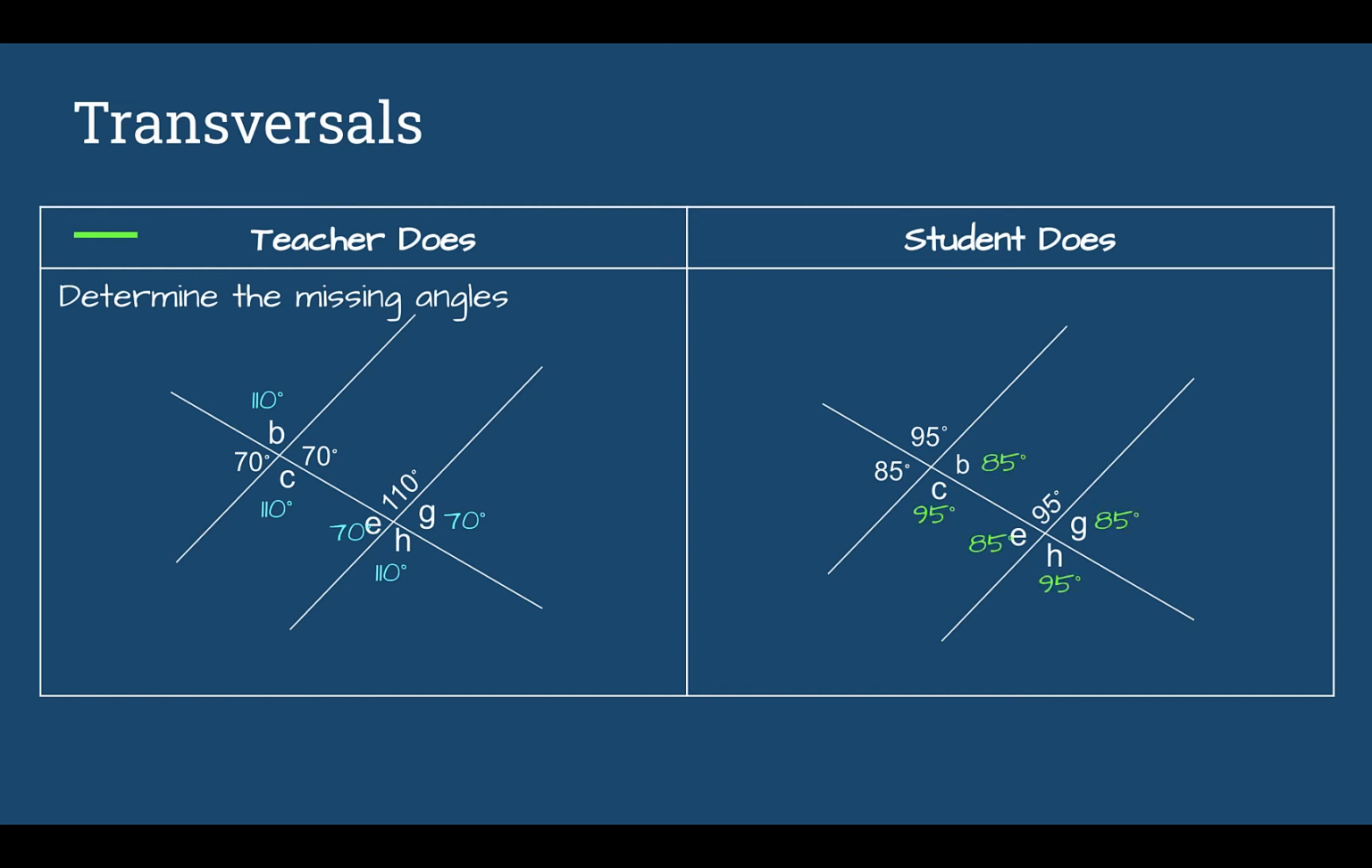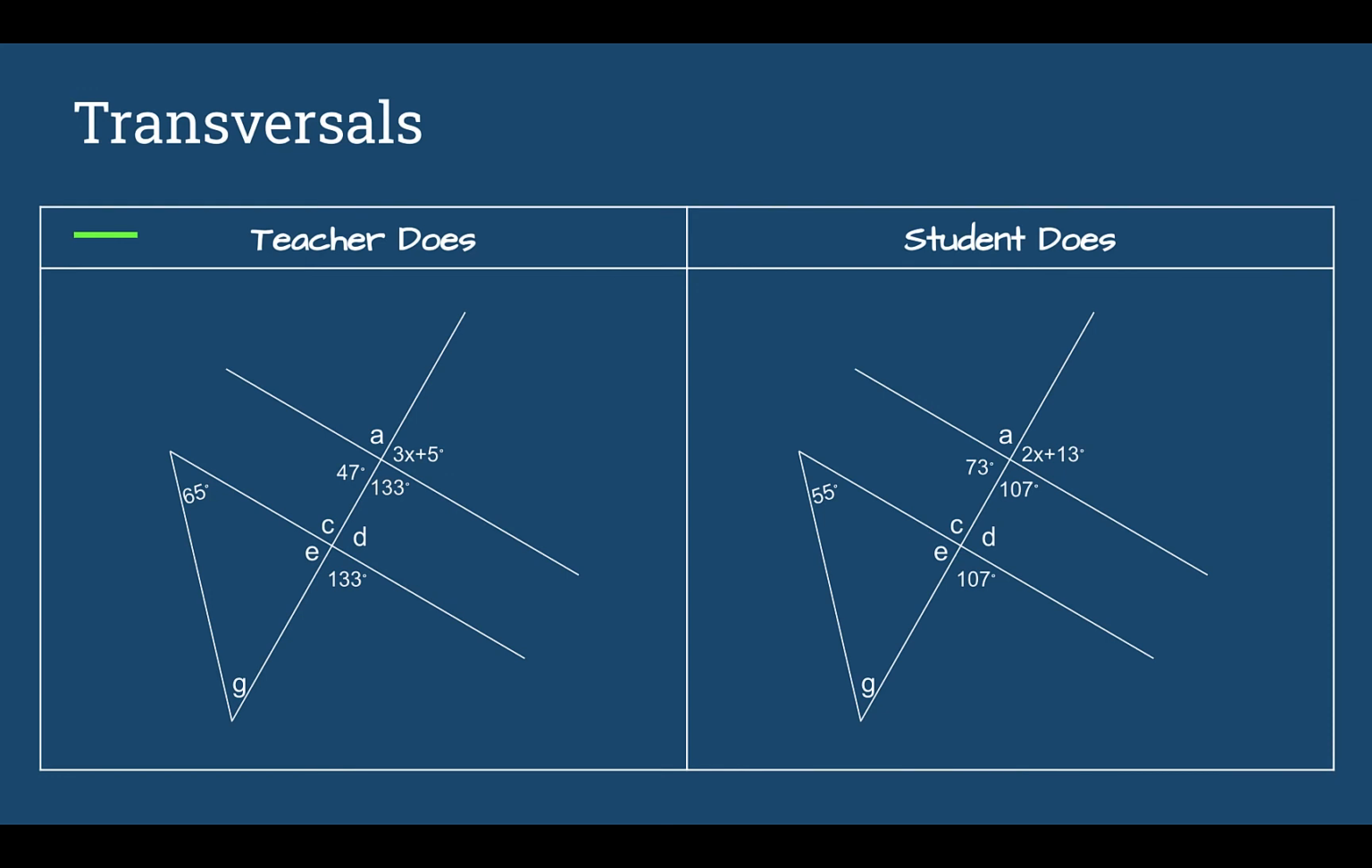Check your answers. You should have found that B is 85, C is 95, E is 85, G is 85, and H is 95. Let's look at another example, a little bit more complicated.